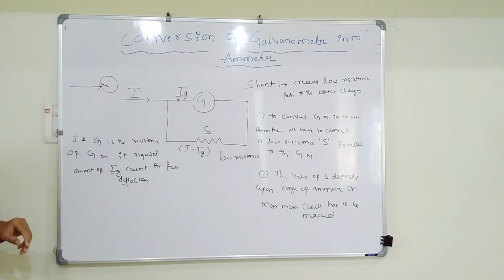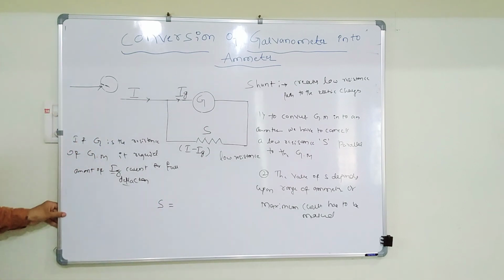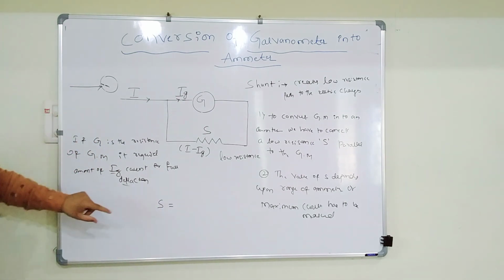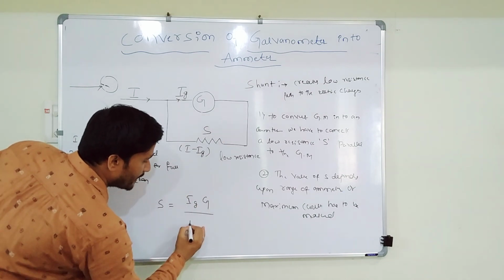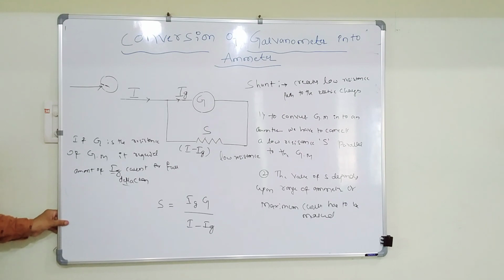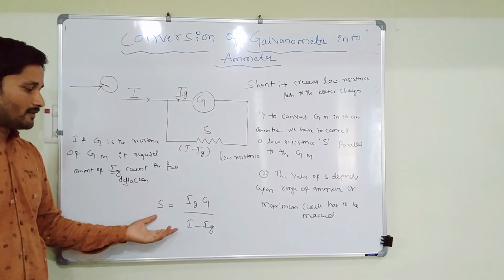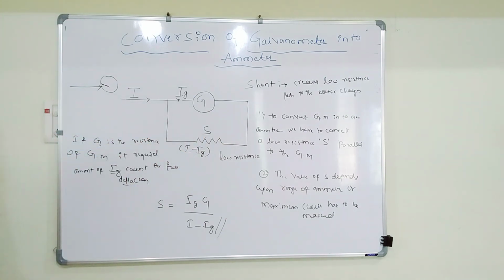After concluding this, we get S equal to Ig into G divided by I minus Ig, where S is the low resistance. This is the final equation we get with the help of this explanation.